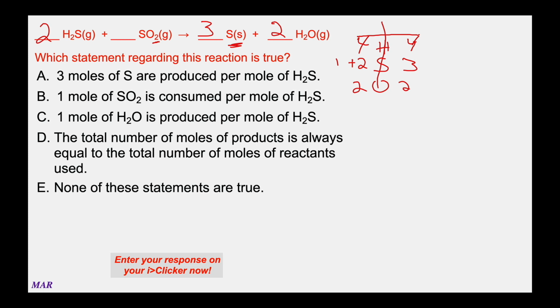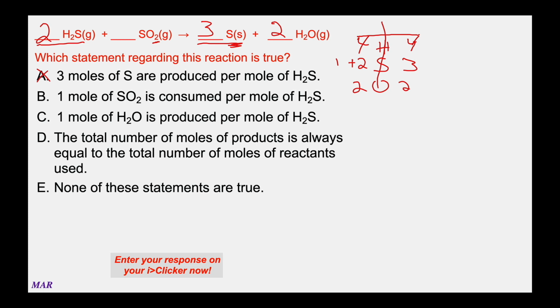So let's check, or actually before we do that, let's assume that this is the balanced reaction. We can then go through and see which one of these statements are correct. So the first one says that 3 moles of sulfur are produced per mole of H2S. Well, I like the 3 part because we have a 3 right there. However, 3 moles per mole of H2S would not be correct. There's a 2 in front of the H2S, so it would be 3 moles of sulfur per 2 moles H2S. Answer A does not look right.